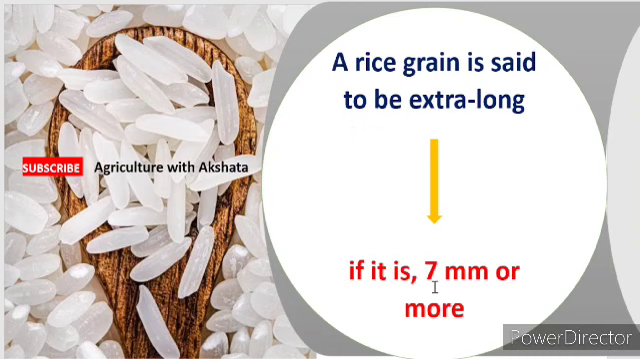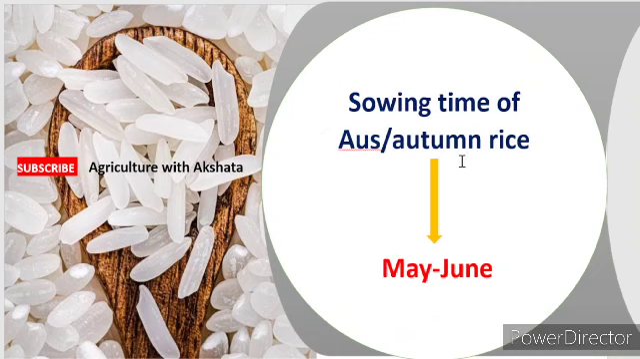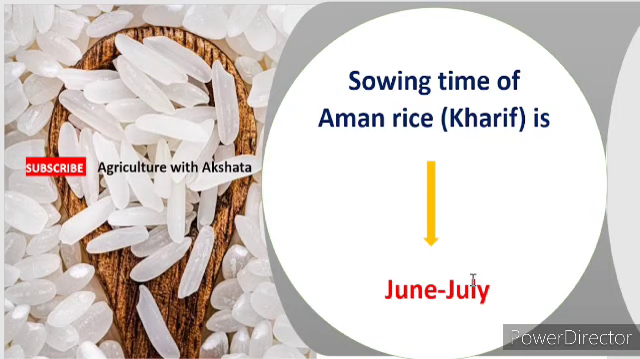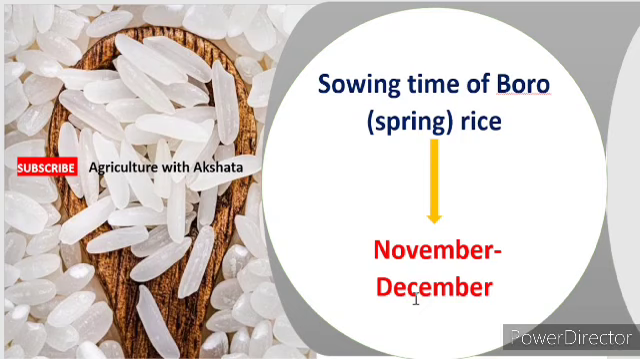A rice grain is said to be extra long if it is 7 mm length or more than 7 mm length. The sowing time of Aus or autumn rice is May and June. In the months of May and June, this Aus or autumn rice is sown by the farmers. Whereas Aman rice, which is also called Kharif crop, is sown in the month of June and July. Whereas Boro or spring rice is sown in the month of November to December.